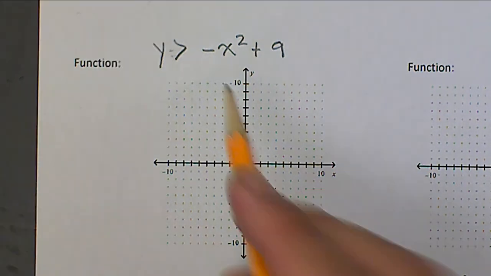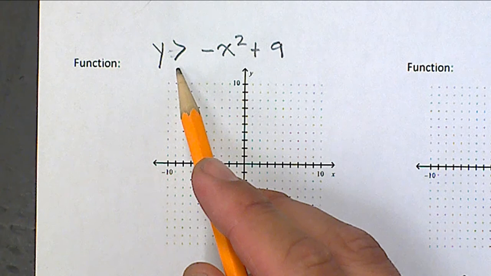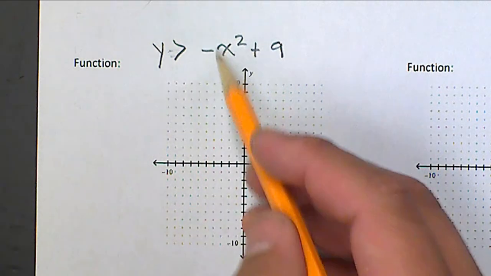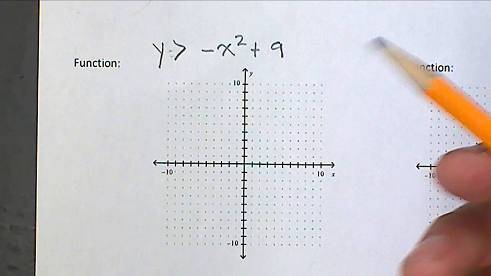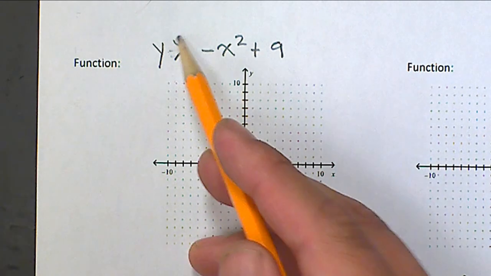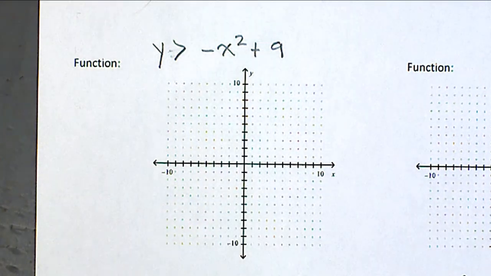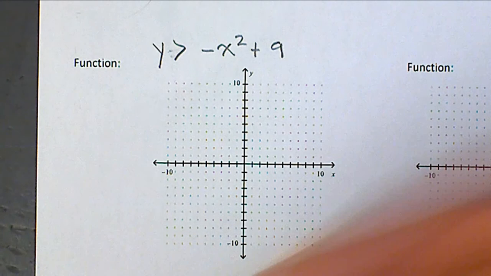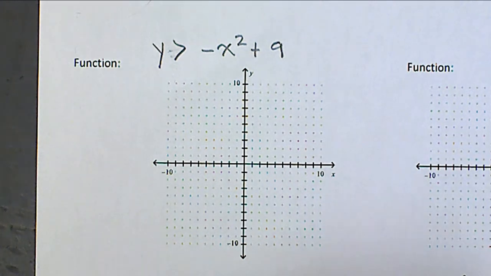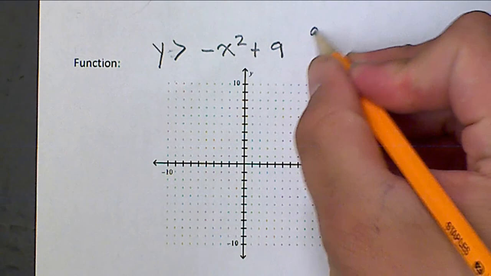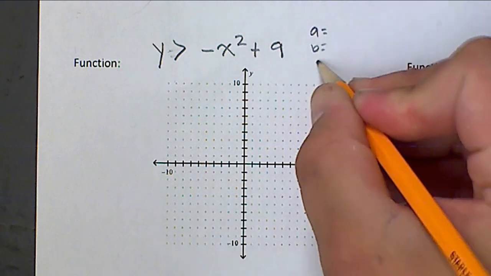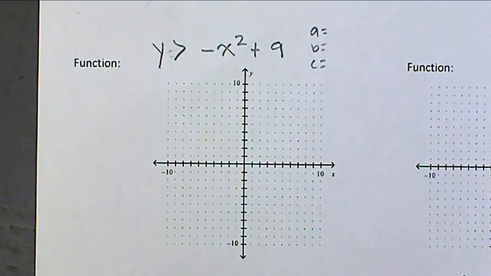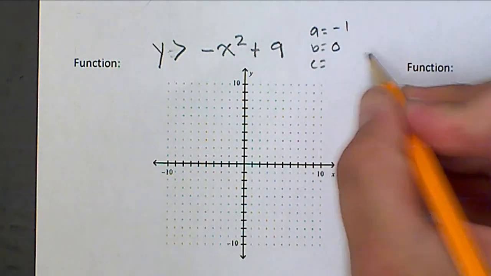So we have a quadratic inequality here. It's a quadratic because of the x squared term, and there's no term higher than x squared. And it's an inequality because of the inequality symbol. This inequality looks really similar to a quadratic equation in standard form. So what we can do is find a, b, and c. a is equal to -1, b is equal to 0, and c is equal to 9.